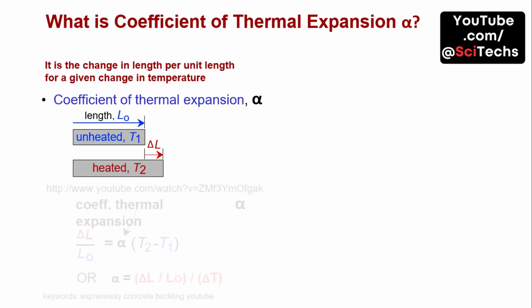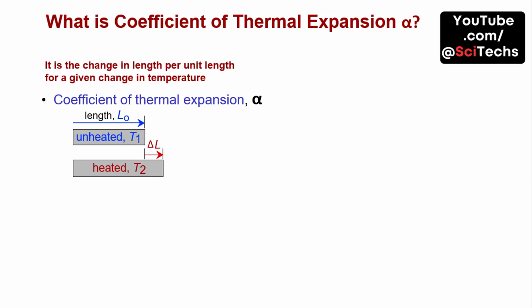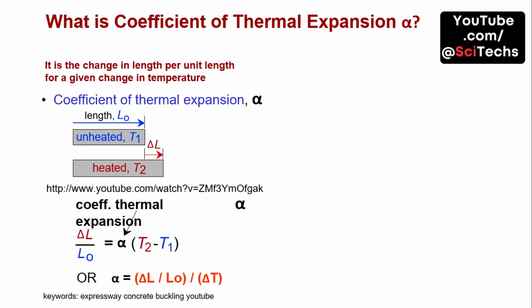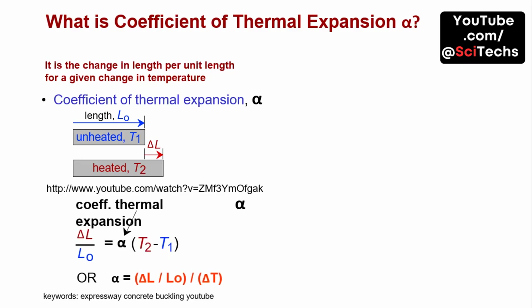The coefficient of thermal expansion, denoted as alpha, describes how a material's length changes with temperature. This property is essential for understanding how materials expand or contract with thermal variations.